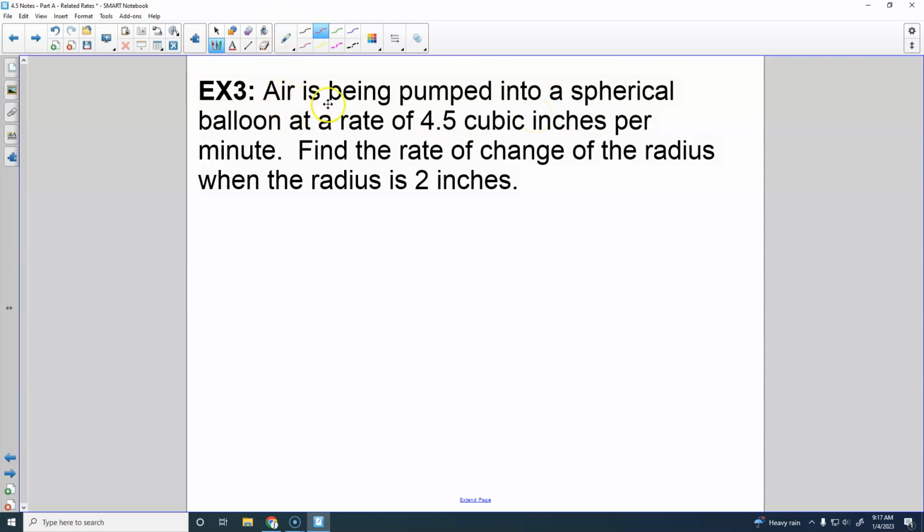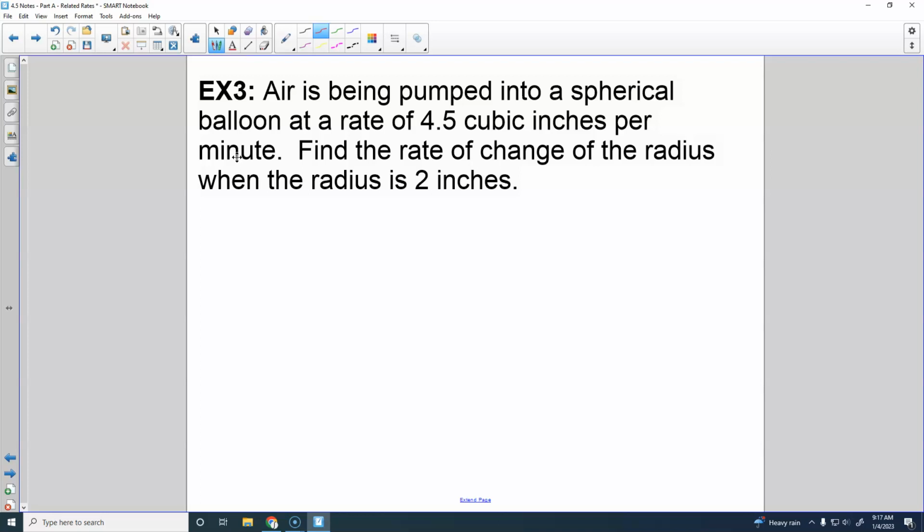So air is being pumped into a spherical balloon at a rate of 4.5 cubic inches per minute. Find the rate of change of the radius when the radius is 2 inches. So this time our volume is changing at a constant rate. Is our radius going to change at a constant rate?